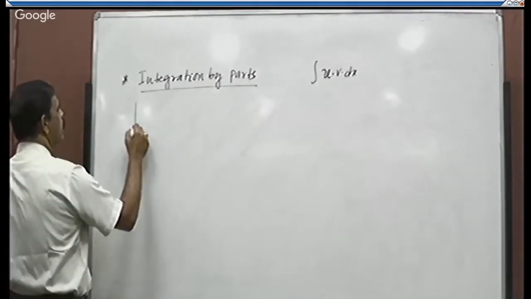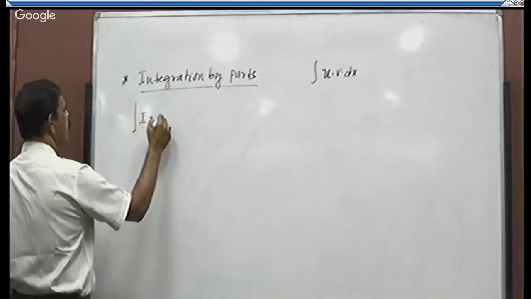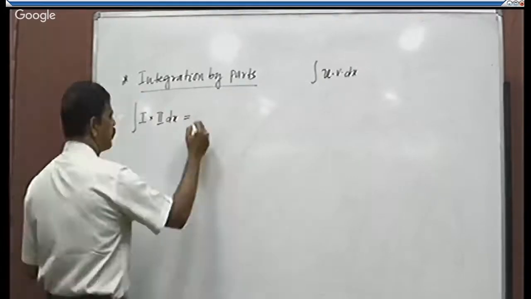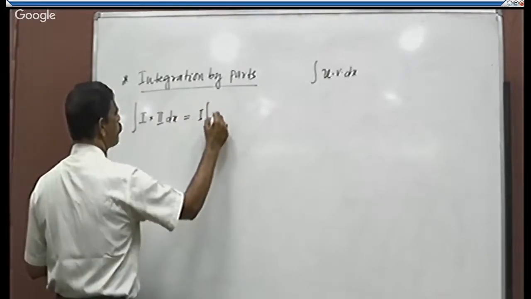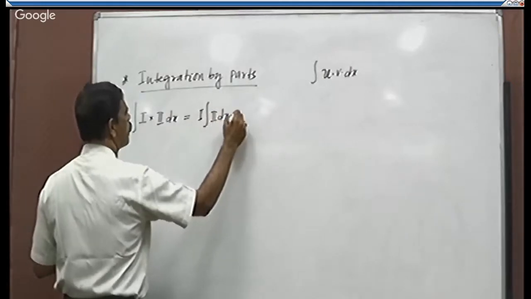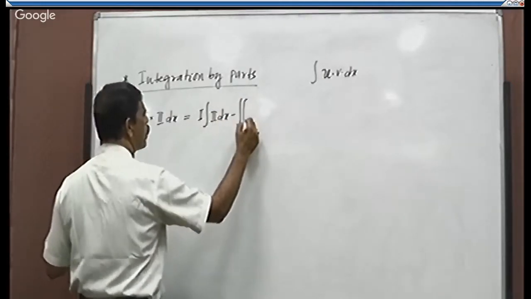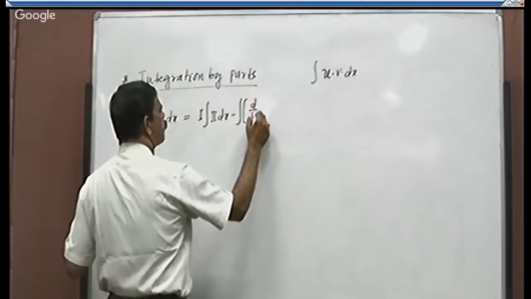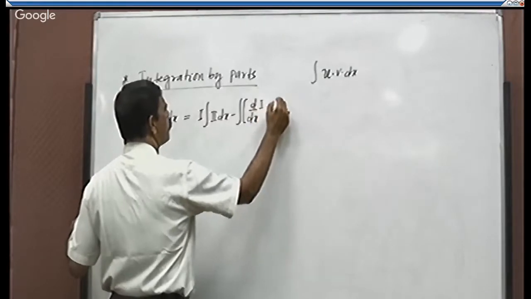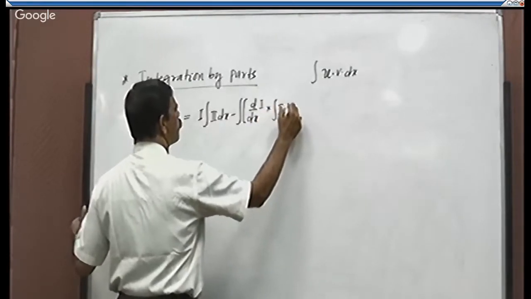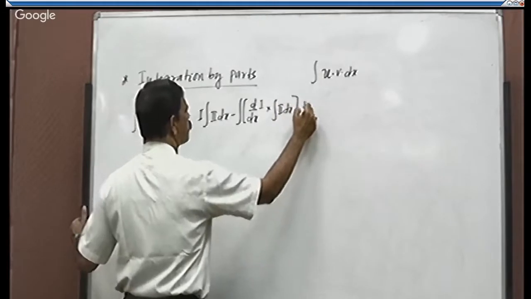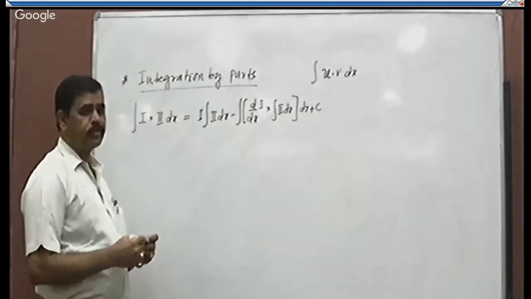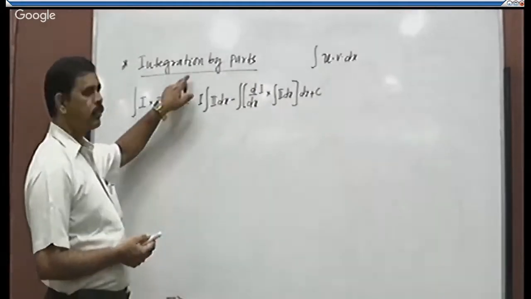So that formula is: integration of first function into second function is equal to first function into integration of second function, minus integral of bracket, put the bracket without fail, d by dx of first function into integration of second function, into dx, plus c. This will be treated as the standard formula for integration by parts.